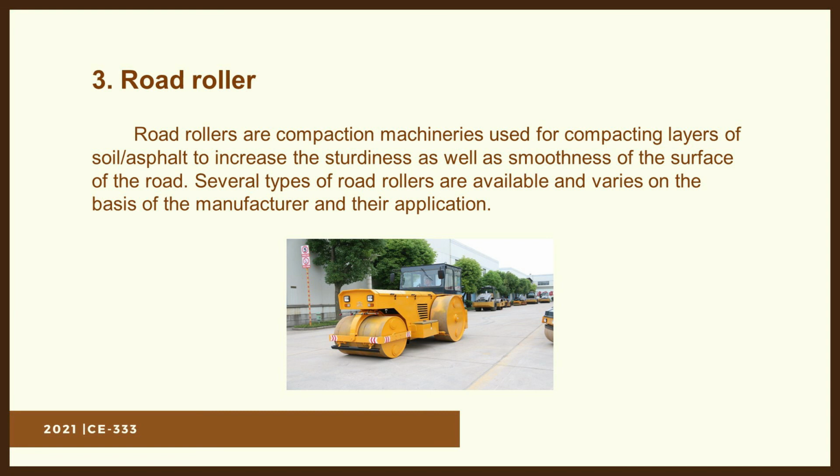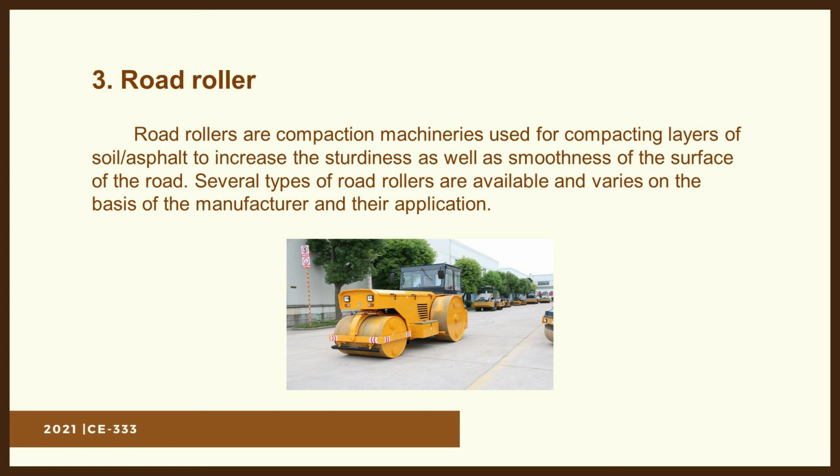Road roller. They are compaction machineries used for compacting layers of soil or asphalt to increase the sturdiness as well as smoothness of the surface of the road. Several types of road rollers are available and vary on the basis of the manufacturer and their application. Some common types of rollers used in highways and road construction include tandem or double drum rollers, smooth wheel rollers, pneumatic tired rollers, and vibratory rollers.